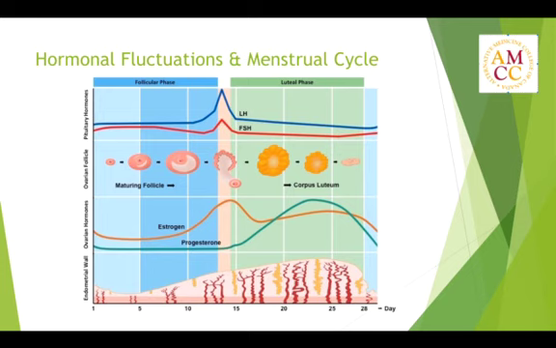At some point, there's so much estrogen around that we have a peak of the hormone called LH, or luteinizing hormone, and that will allow the ripe follicle or the ripe egg to rupture out of the ovary. And this is what we call ovulation.